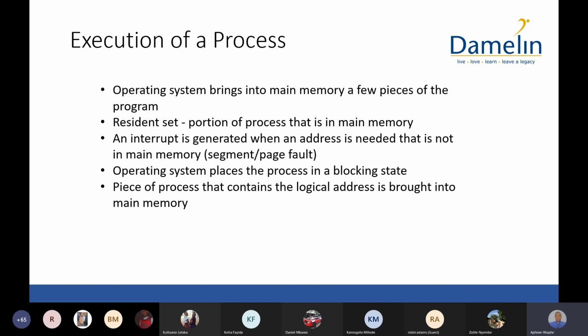So they say that the resident set is the portion of the process that is in the main memory. So those few pieces that you just sent to the main memory for execution are referred to as the resident set. Okay. And then they say an interrupt is generated when an address is needed that is not in main memory. Okay, so in your first assignment, you were asked about the different classes of interrupt. Okay, so we said interrupts are generated in various ways.